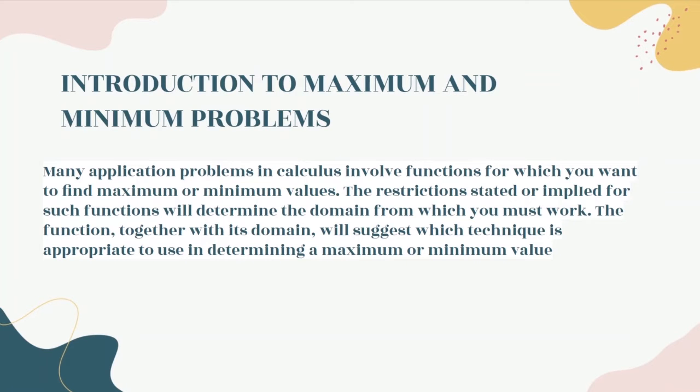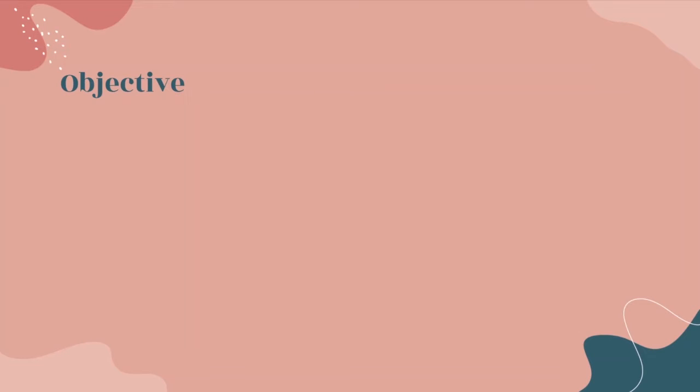Introduction to maximum and minimum problems. Many application problems in calculus involve functions for which you want to find maximum or minimum values. The restrictions stated or implied for such functions will determine the domain from which you must work. The function, together with its domain, will suggest which technique is appropriate to use in determining a maximum or minimum value. Next, we will take a look at our objectives.